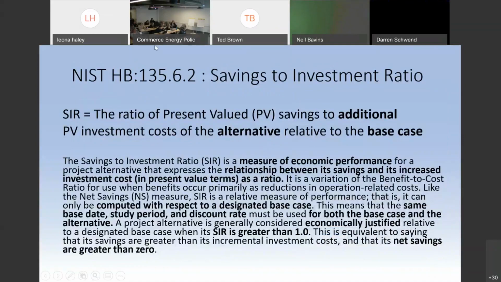NIST Handbook 135, Section 2.6.2, talks about the savings to investment ratio. This is a very important piece of the bill, as everyone knows if you read through the bill or the standard. Savings to investment ratio is essentially the investment criteria that's applied to your projects. With the relief valve exemption process where you can eliminate any individual measure, this becomes an individual measure savings to investment ratio criteria at the end of the day.